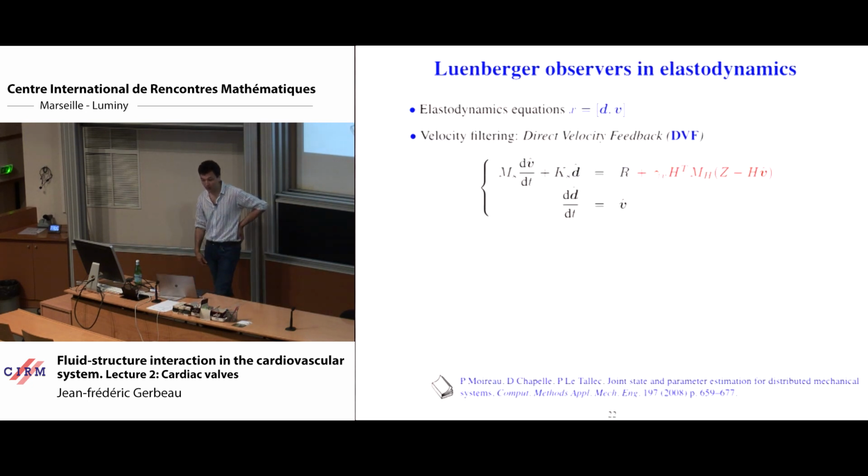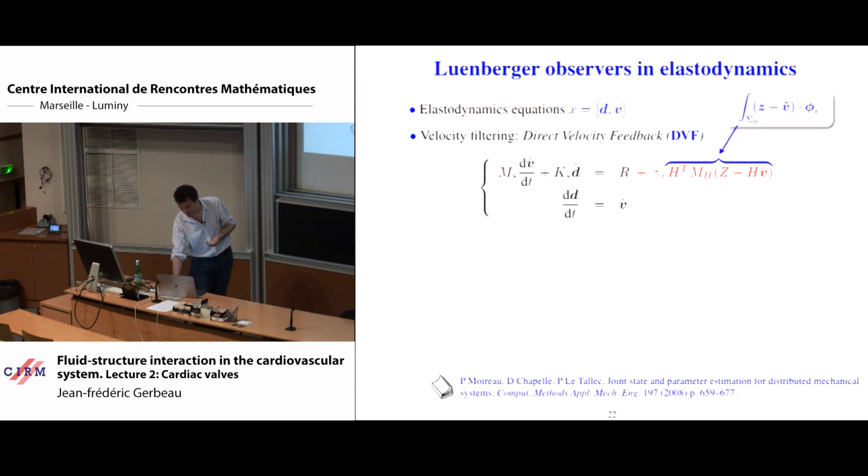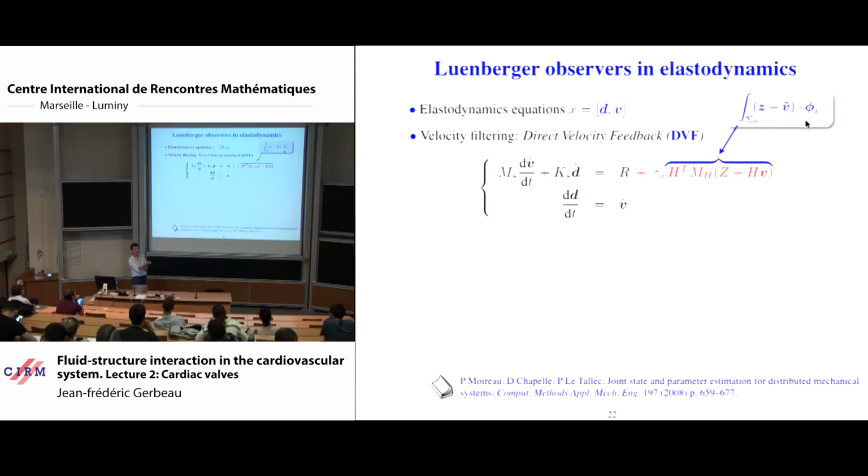So let me remind you the work by Philippe Moireau, Dominique Chapelle, and Patrick Le Tallec about what you can do when you have a measurement on the velocity. Assume that you have a measurement on the velocity. Then the idea is quite simple. You can put a force on the right-hand side, which corresponds to a sort of feedback. It will force your system to match the measure of the velocity.